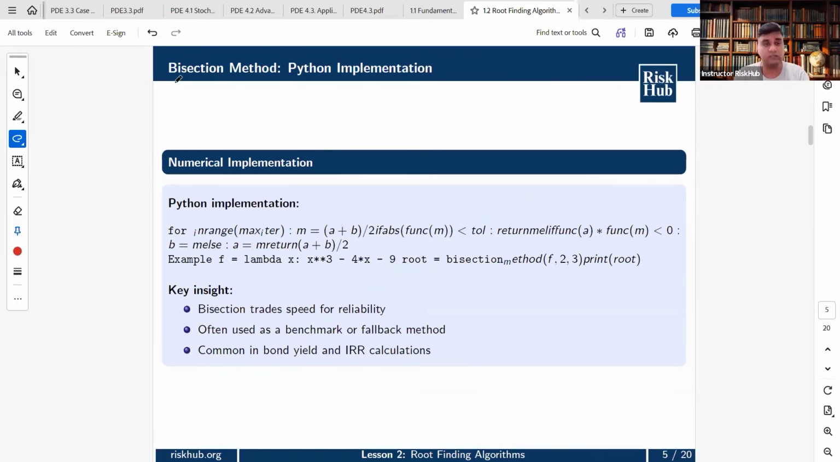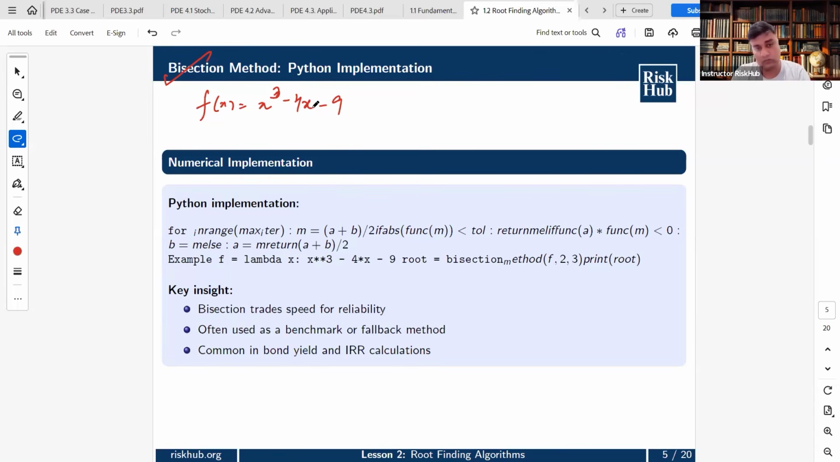Then we get into the bisection method Python implementation. The slide shows the implementation logic. Basically, in this particular slide the code is given, right? So that is something we all know. The example function given here is f(x) equal to x cube minus 4x minus 9. So f of x equals x cube minus 4x minus 9, right?